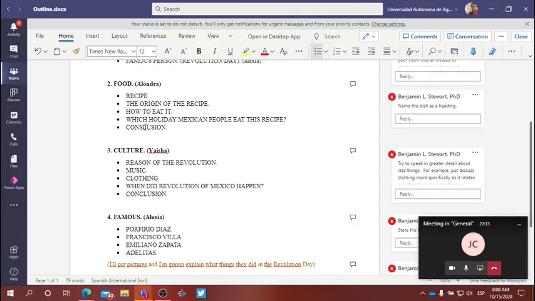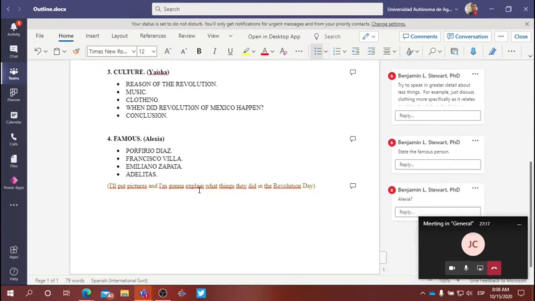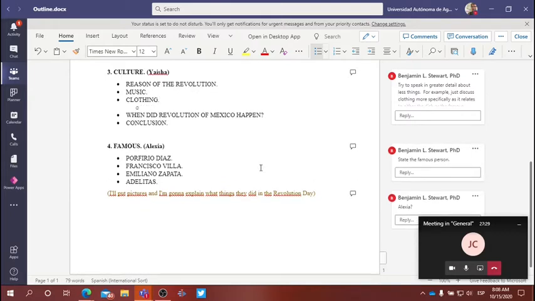So when you're using an outline, think about going deeper into each aspect. Let's look at clothing as an example. What would be some subcategories that would relate to culture and clothing? Any ideas?